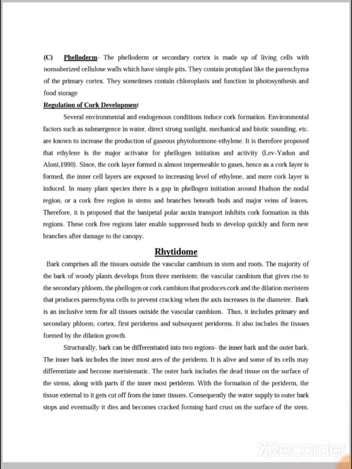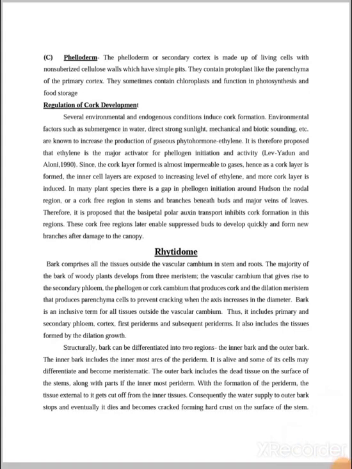Since the cork layer formed is almost impermeable to gases, as the cork layer is formed, the inner cell layers are exposed to increasing levels of ethylene and more cork layers are induced. In many plant species, there is a gap in phellogen initiation around the hydathodes and nodal region, or a cork-free region in stems and branches beneath buds and major veins of leaves. Therefore, it is proposed that the basipetal polar auxin transport inhibits cork formation in this region.